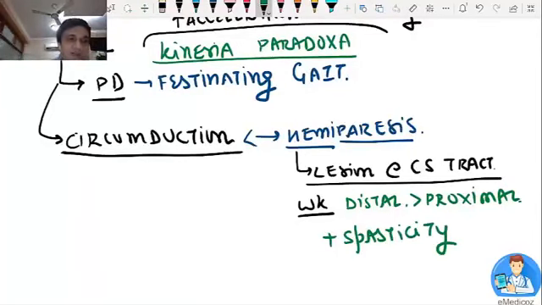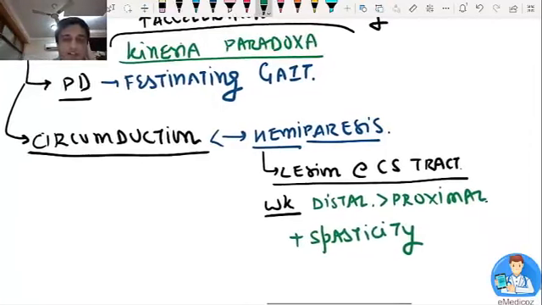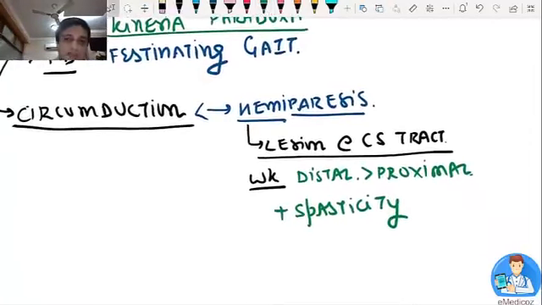Some people are not very clear about spasticity. I'll explain this again in this video. So there is a hemiparesis seen in the patient, which is more weakness in the distal than the proximal muscles, along with spasticity. An additional point to write here is that the weakness is more in the upper limb than the lower limb. So follow this term.